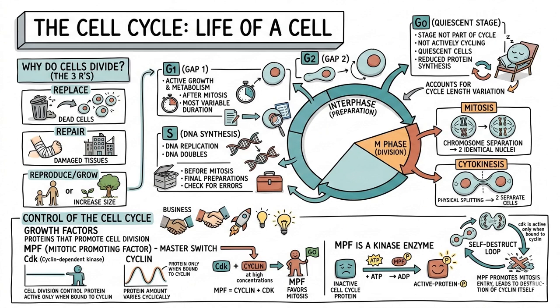Define G2. G2 is a stage of the cell cycle after DNA synthesis and before mitosis. Constitutes part of interphase.